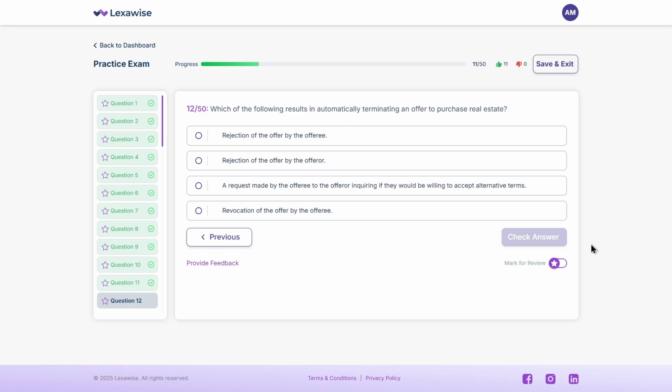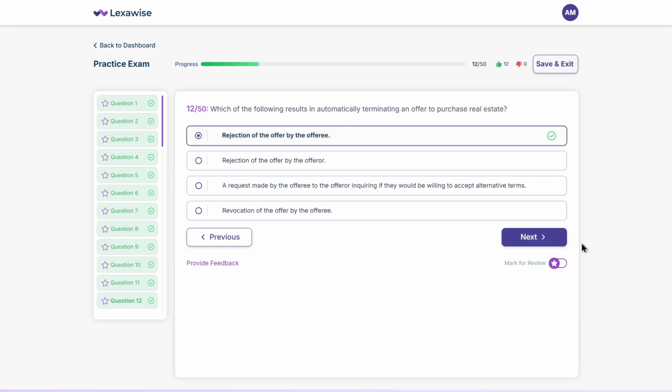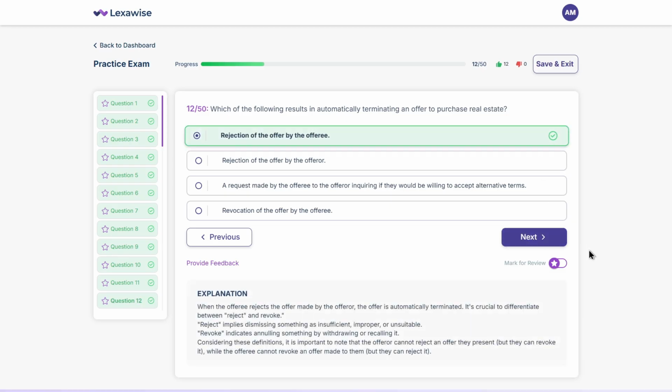The correct answer is A. Rejection of the offer by the offeree. Once the offeree rejects an offer, that offer is terminated. Unlike a counteroffer or inquiry, a rejection ends it completely.